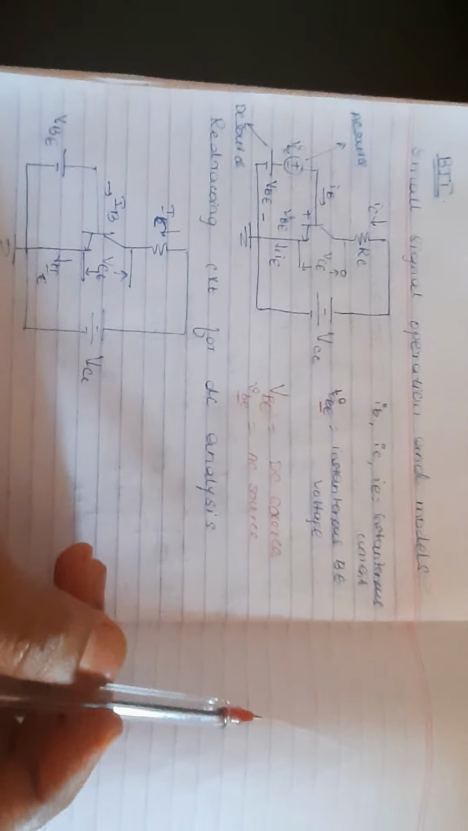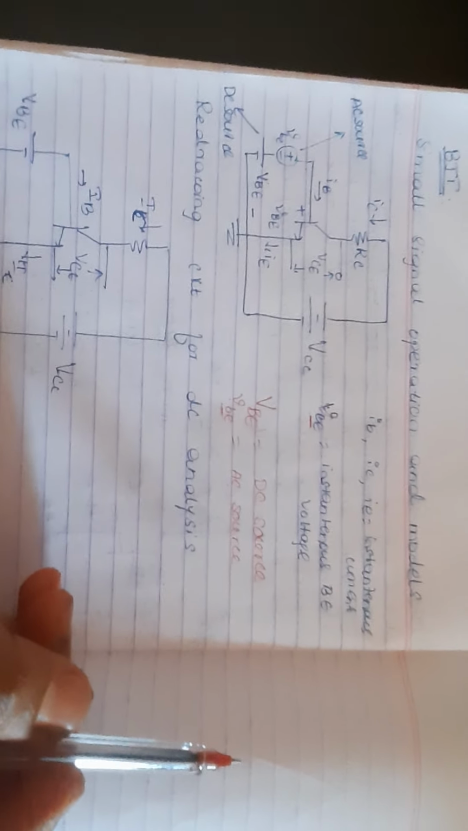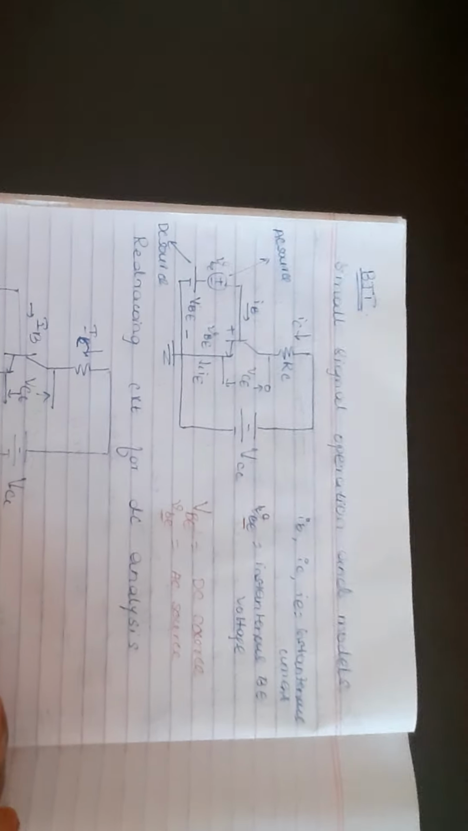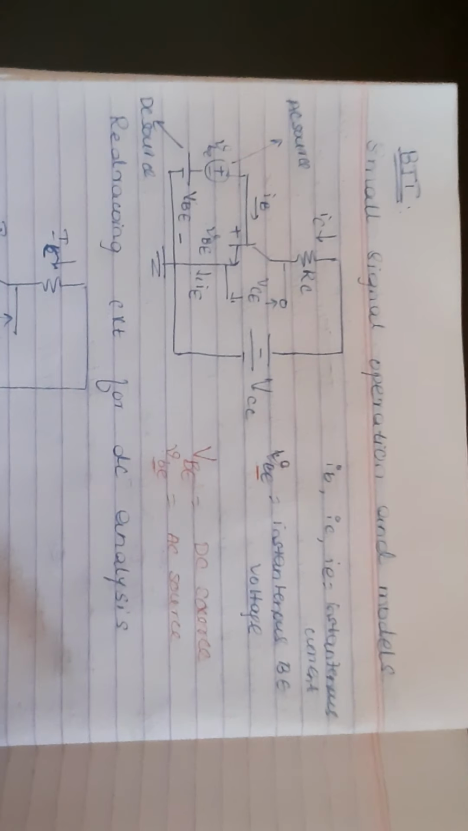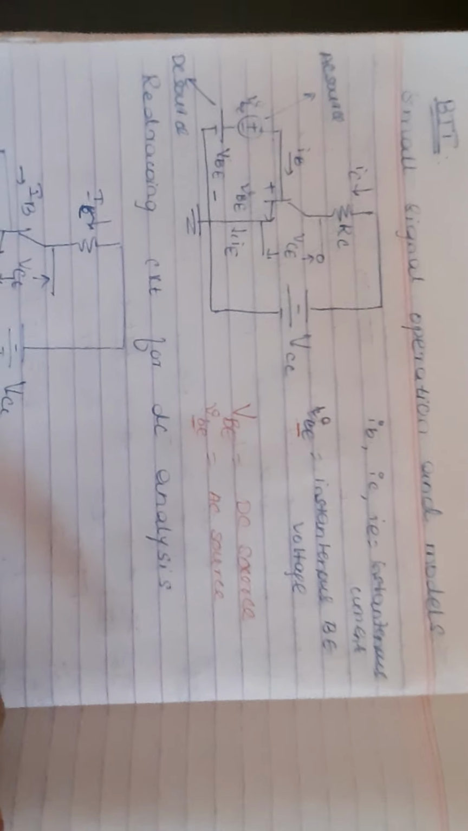Now till now we have learned how to bias the BJT to operate as an amplifier. Now we'll study the small signal operation of BJT.